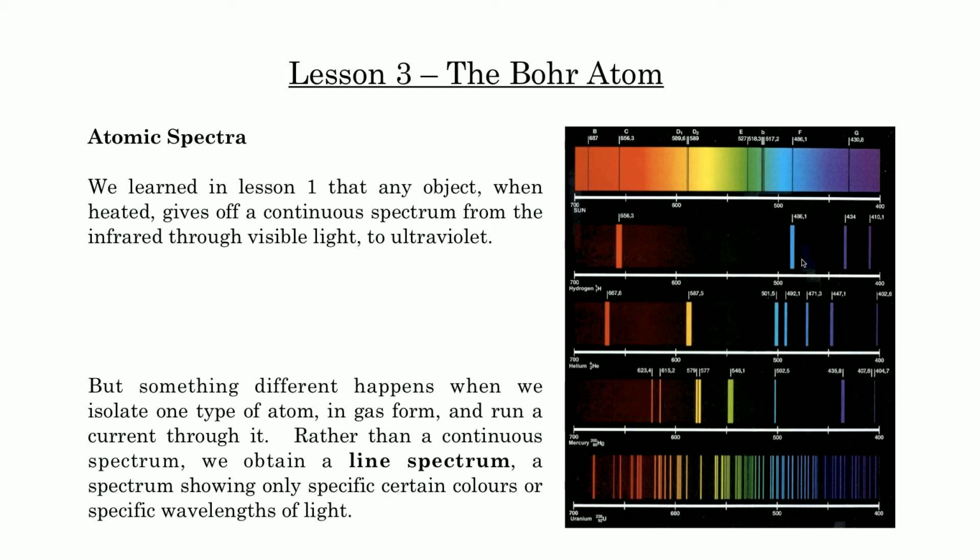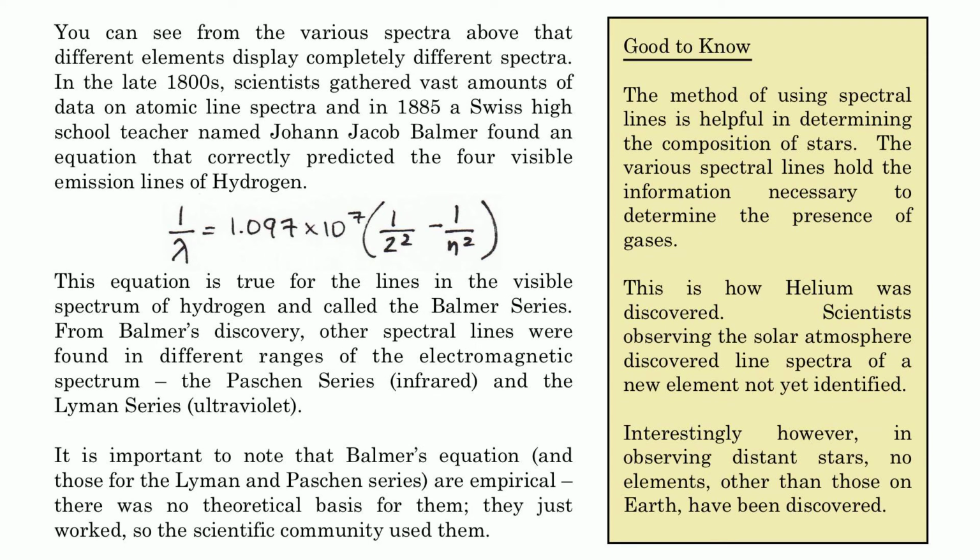So this would be what hydrogen would show. It would be this right here. This would be hydrogen's line spectrum. And this is one of the ways that we can determine what things are composed of, because elements will have very, very different line spectra. They're, of course, all very unique. And so you can see from the various spectra that all their spectra are very, very different, right? So in the late 1800s, scientists gathered tons of data on this.